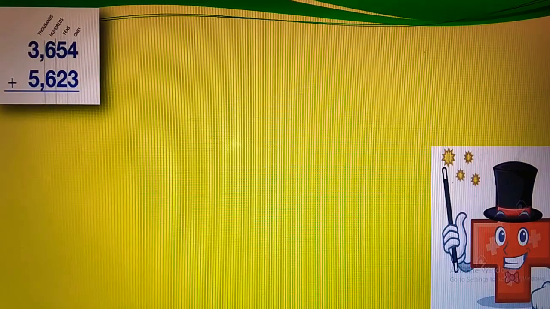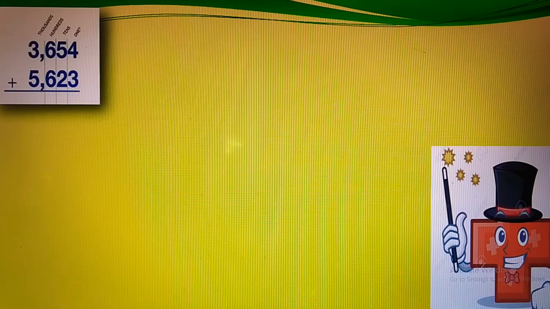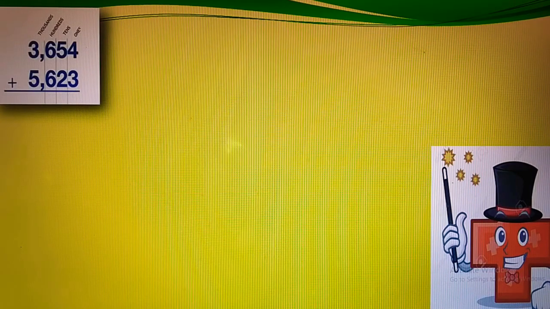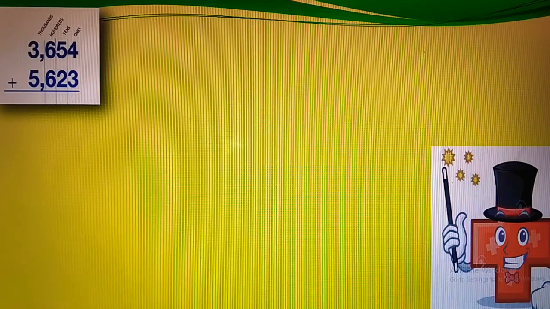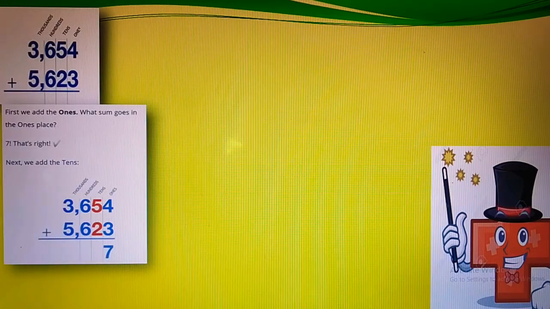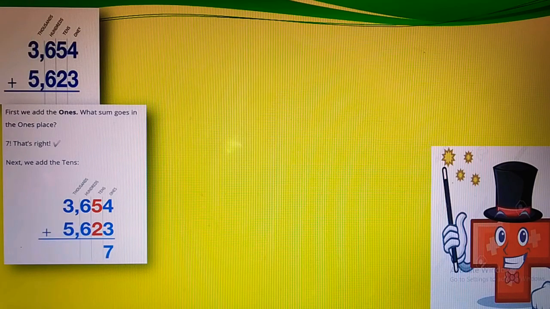I have taken another example. There are 2 numbers, 3654, 5623. You have to arrange them in the columns, place value chart columns. In ones place we have 4 and 3, tens place we have 5 and 2, hundreds place we have 6 and 6, and on thousands place we have 3 and 5. So first of all we are going to add 4 and 3. First we add the ones.